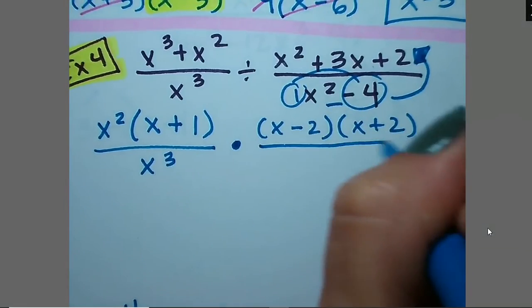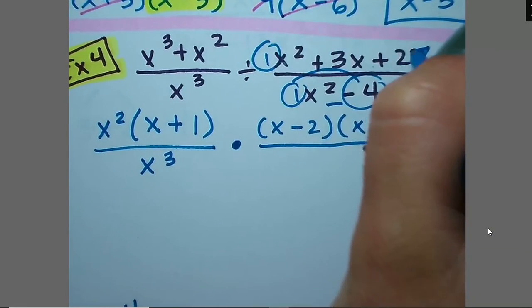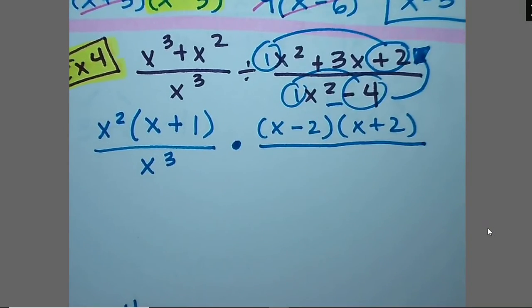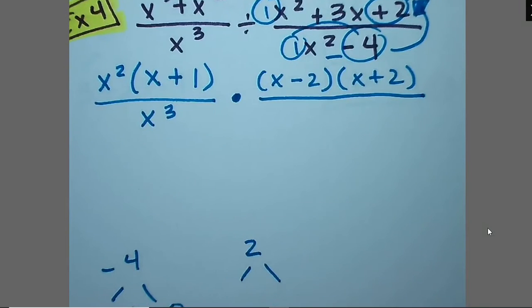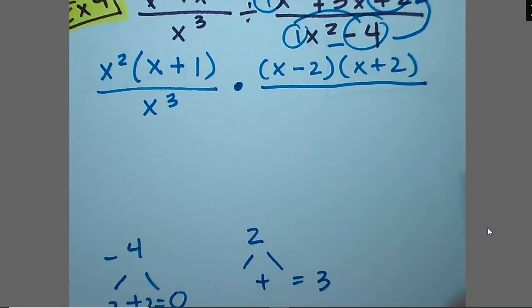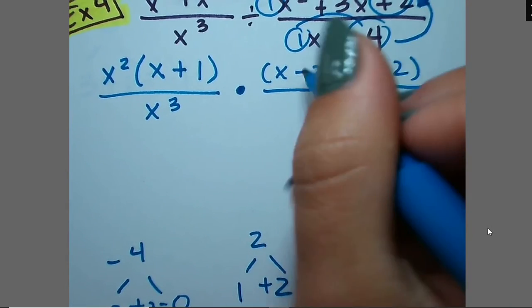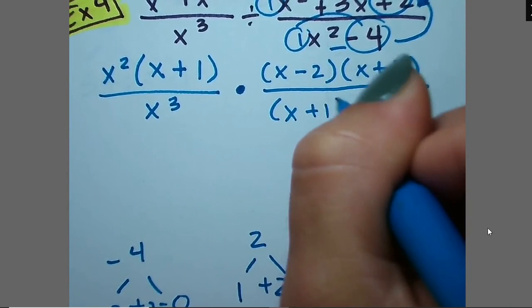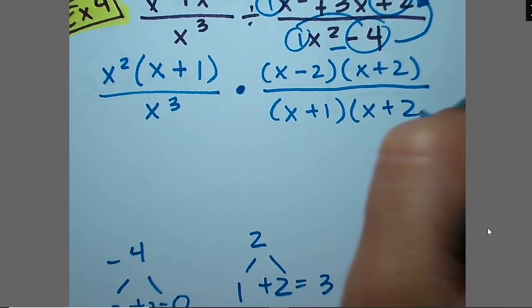Then our bottom here, we're going to do 1 times positive 2, so we're going to get 2. You want 2 factors of 2 that add to give you positive 3. Factors of 2 are just 1 and 2, and that just happens to be the factors that add to 3. So we're going to do x plus 1 times x plus 2.